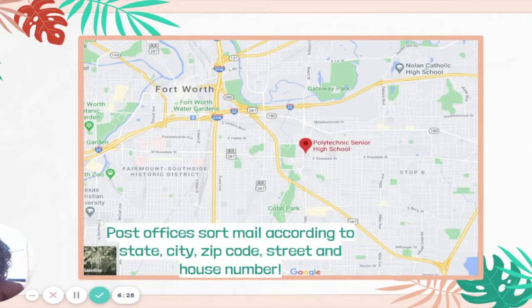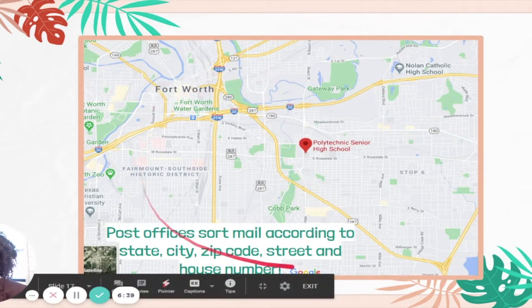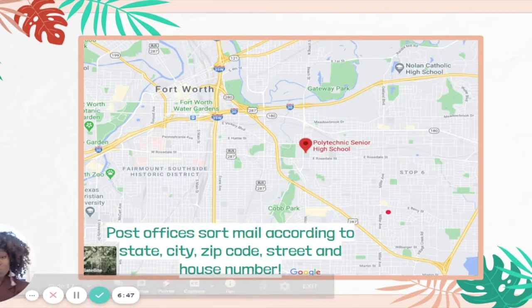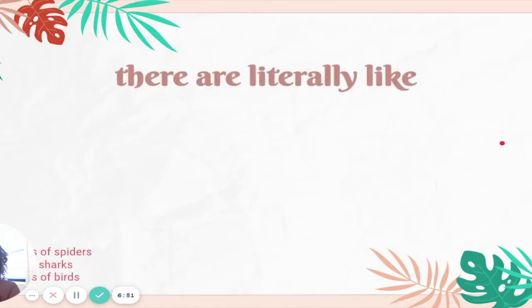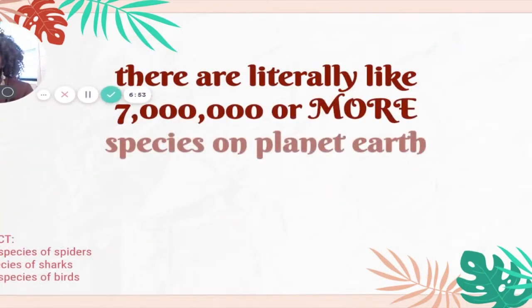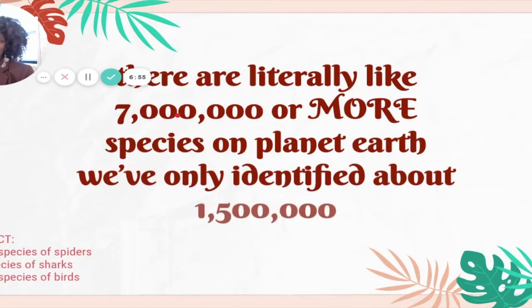Yet another way that you use classification every single day, whether you know it or not, is where you live. Post offices are going to sort mail according to the state, the city, the zip code, the street, and the house number, right? Post offices are going to use your classification, so your locations, your identifiers, in order to send you letters in the mail or packages from Amazon.